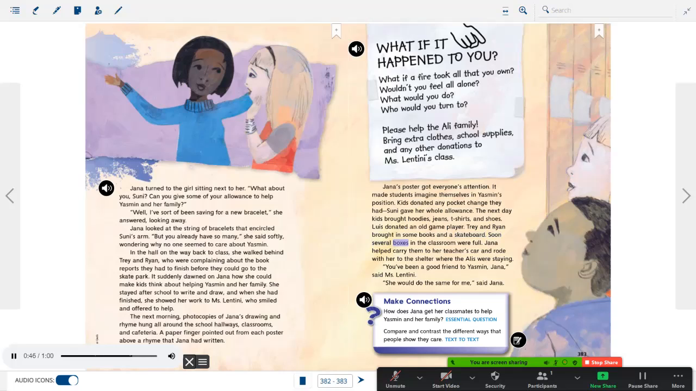Soon, several boxes in the classroom were full. Jana helped carry them to her teacher's car and rode with her to the shelter where the Alis were staying. "You've been a good friend to Yasmin, Jana," said Miss Lentini. "She would do the same for me," said Jana.